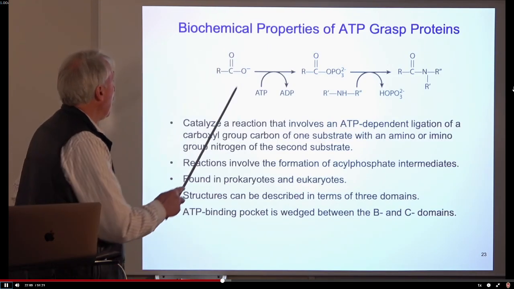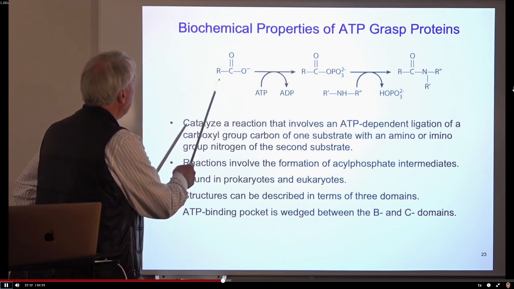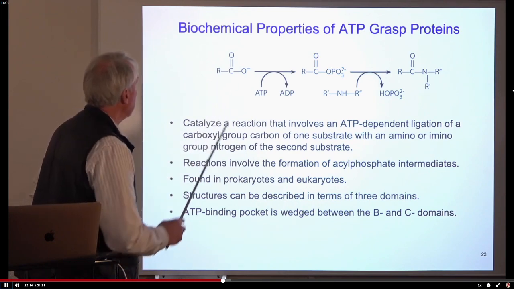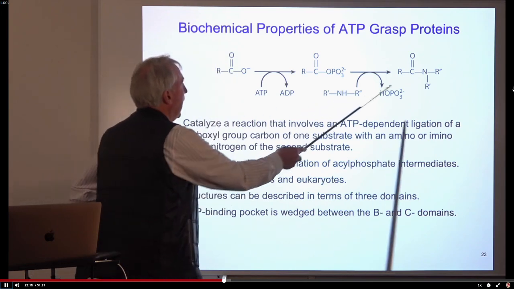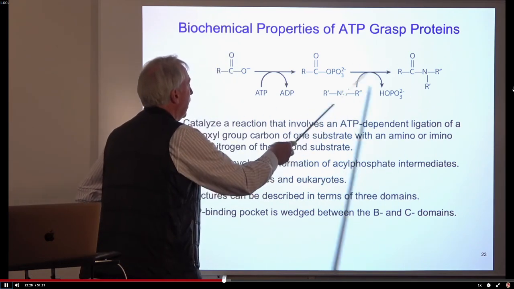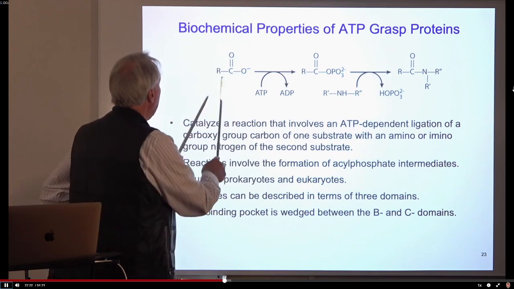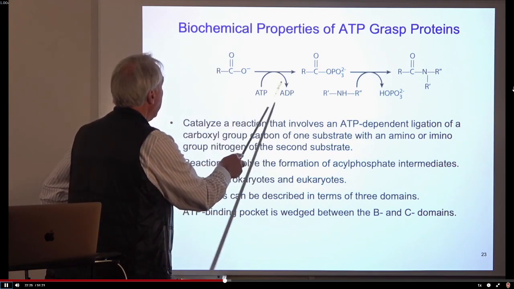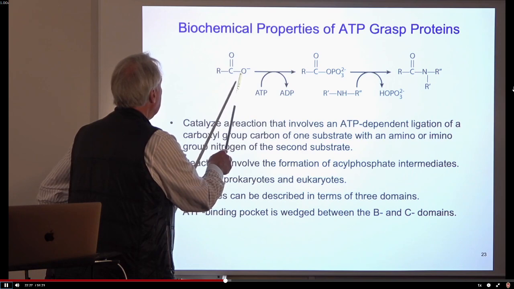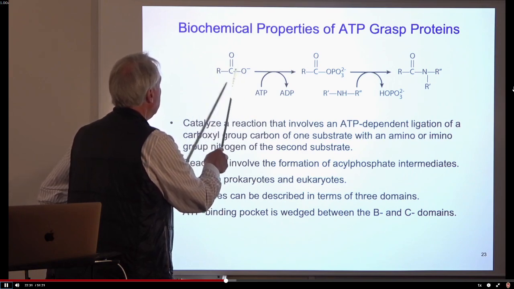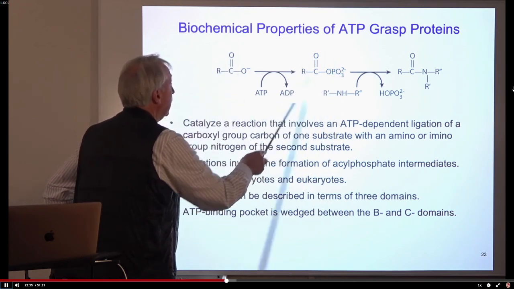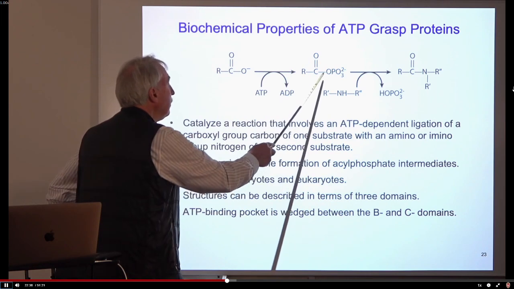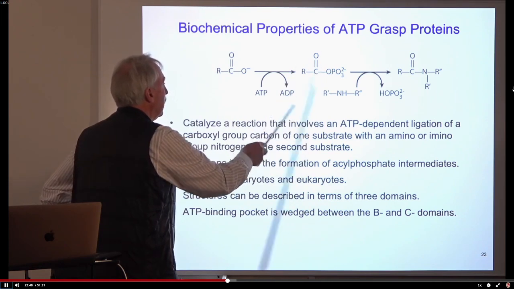So the biochemical properties of ATP GRASP are that they catalyze the condensation between a carboxylate moiety and an amine-like moiety. And the role of the ATP is to activate the acyl group of the group that is going to be transferred, the carboxylate group. This is a very unstable moiety, but it's real.